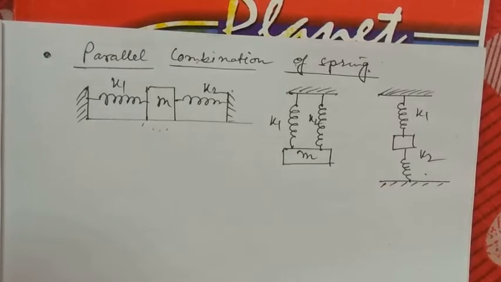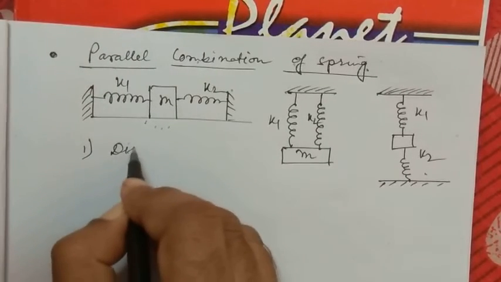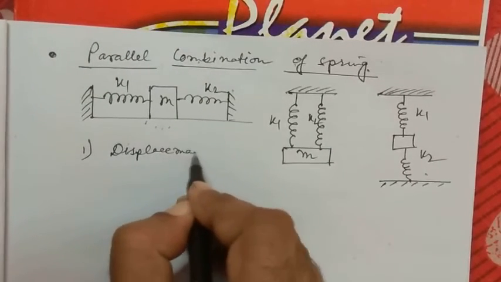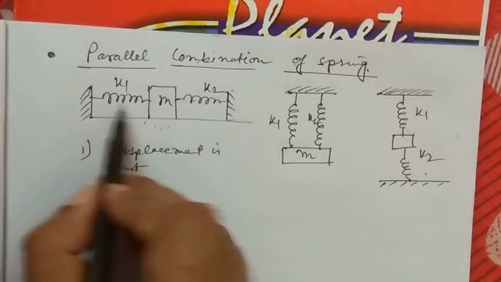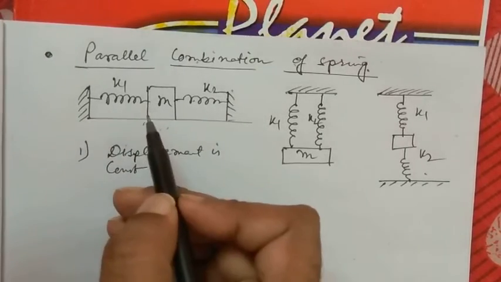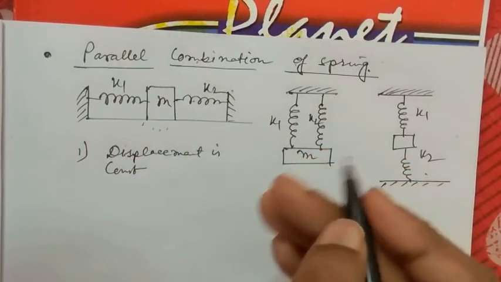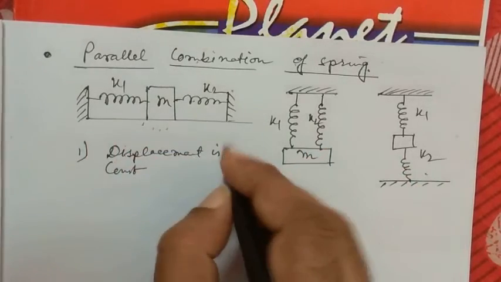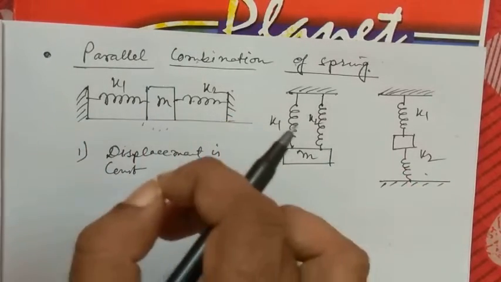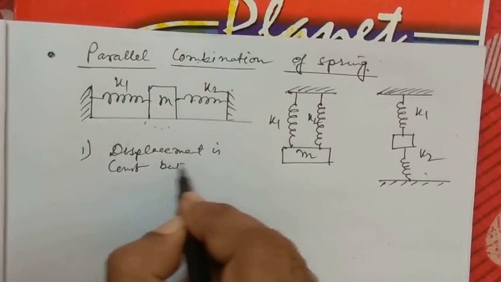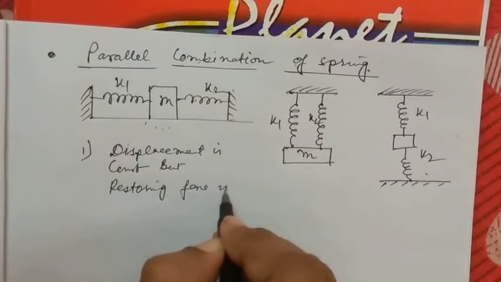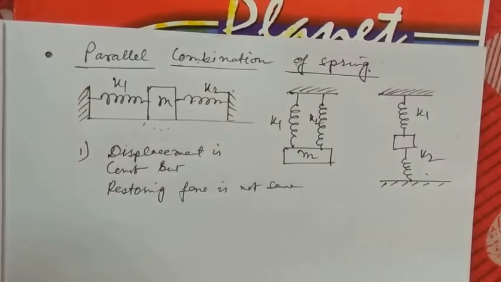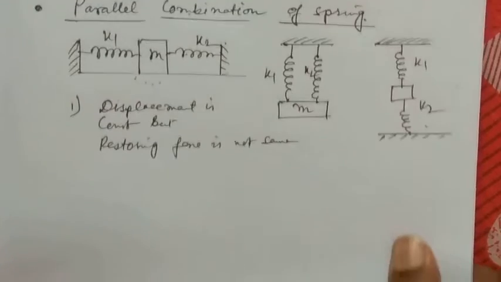So in parallel combination, which one is constant? Displacement is constant. So we can write, when parallel combination, displacement is constant. Why is displacement constant? Because if this moves by distance x on the right hand side, this will expand by the same distance x on the right hand side. So the displacement of each spring is the same, but what is not the same? Restoring force. Why not the same? Because the springs have different spring constants.